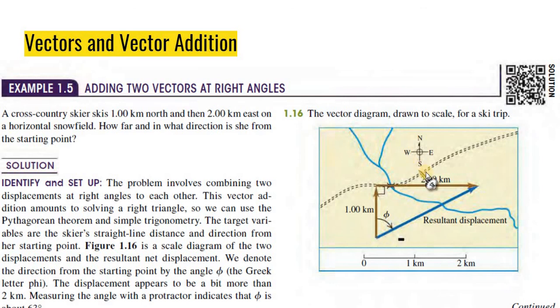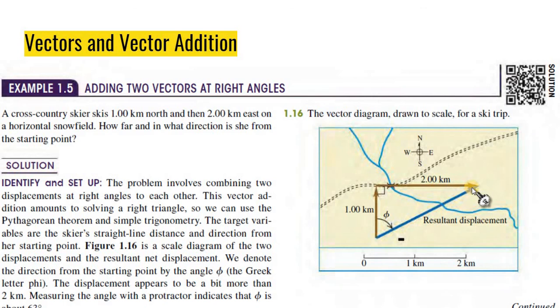Let's look here at the directions that we will be using. East is to the right, west to the left, north upward, south downward. This is the direction that we will be using. Always remember this. Let's go back to the example. 1 kilometer to the north, and then the skier goes 2 kilometers east.